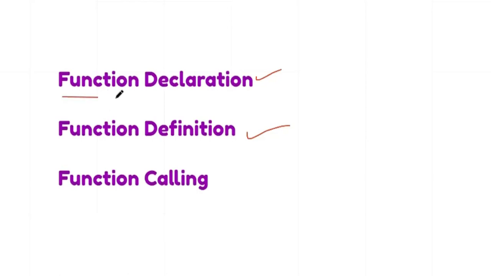Now what is function declaration? Function declaration tells the compiler about the function name, return type and parameters. When it comes to the function definition, it will provide the actual body of the function, and function calling is nothing but calling the function from the main function. So these play a vital role when it comes to functions in C++.